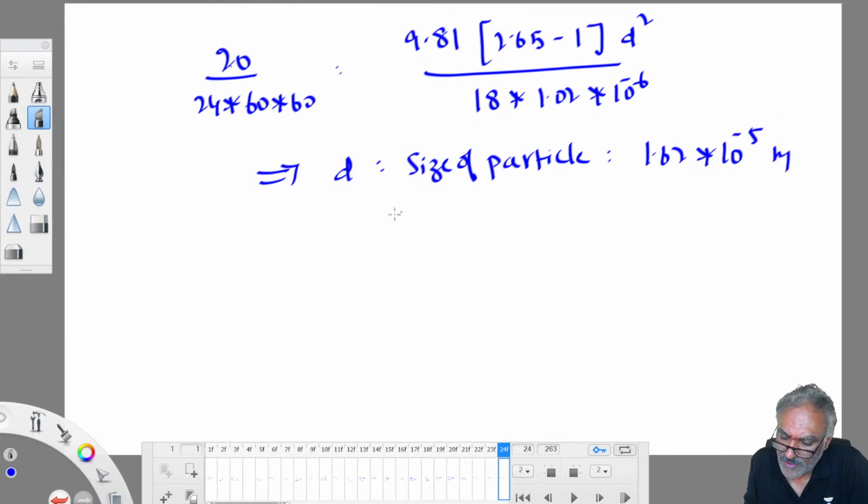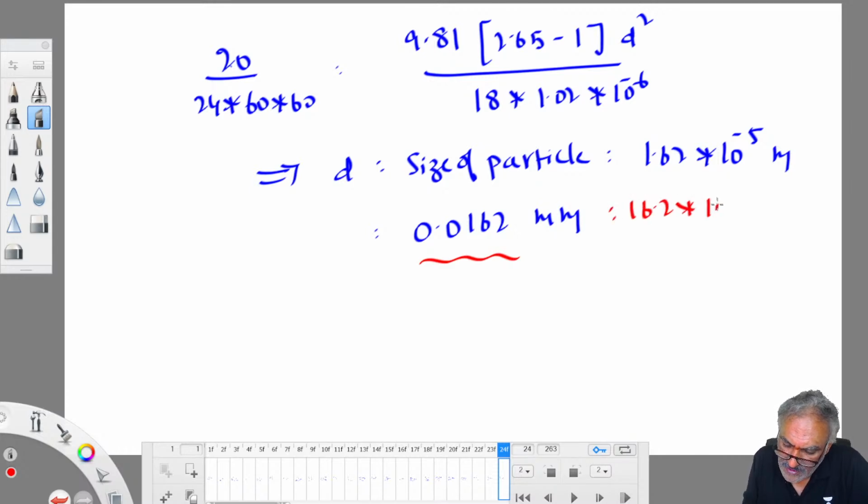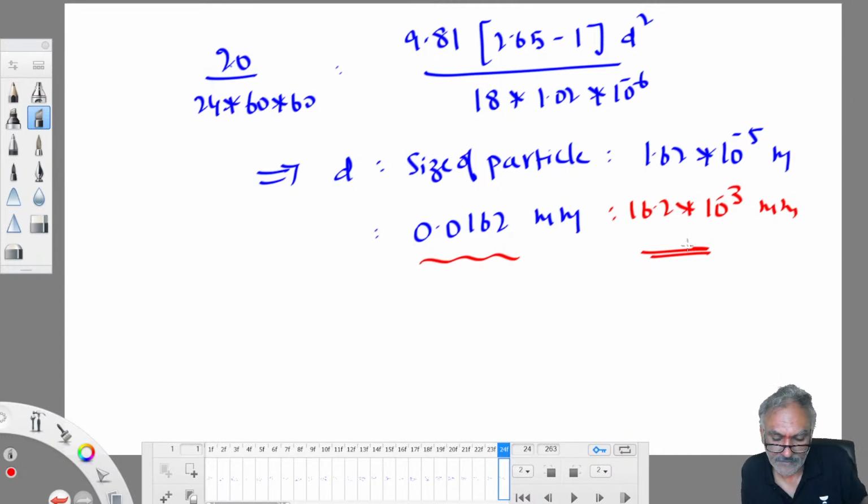So 1.62 into 10 power minus 5 meters means how many mm? Multiply by 1000, we will get 0.0162 mm. That is how you can calculate. Or you can write 16.2 into 10 power minus 3 mm. This way also you can represent. That is the size of the particle. Understood? That was the answer for that question.